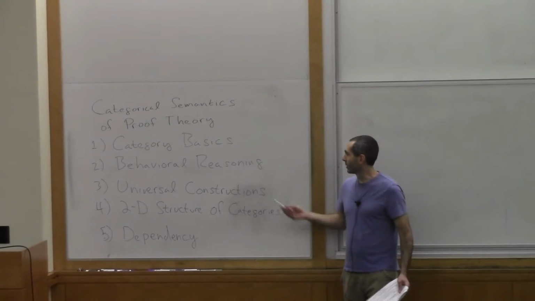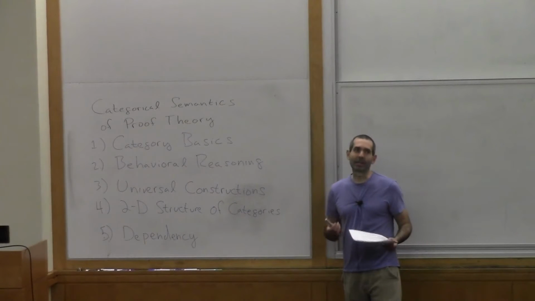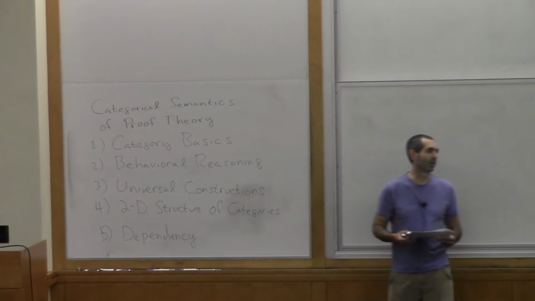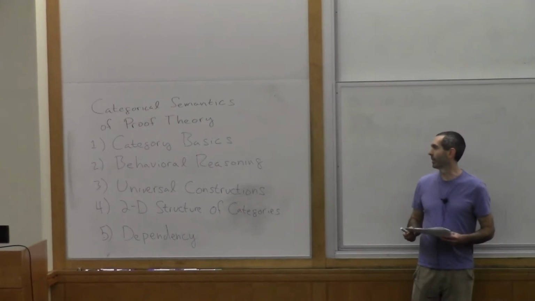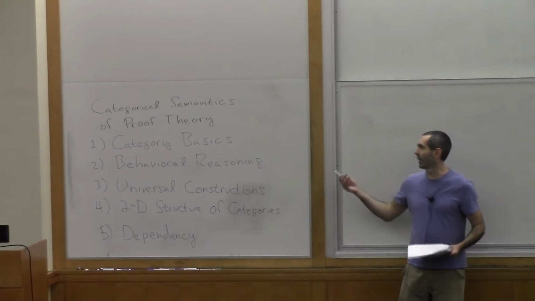The third lecture will be about universal constructions. That's how we define things in category theory, things like the product that Bob told you about earlier. We'll see how we can do many such constructions, and that they're going to be defined in a behavioral fashion.